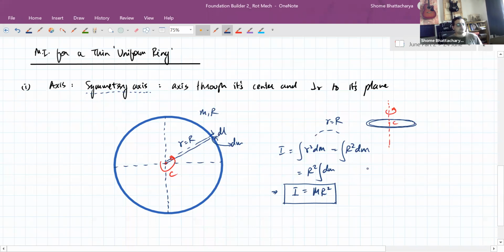So there's nothing further to explain in this system. Capital R is a constant, no? So it comes out of the integration.